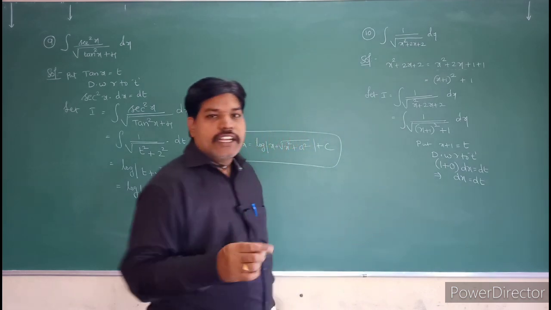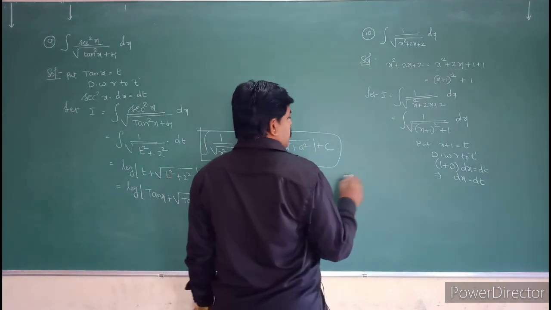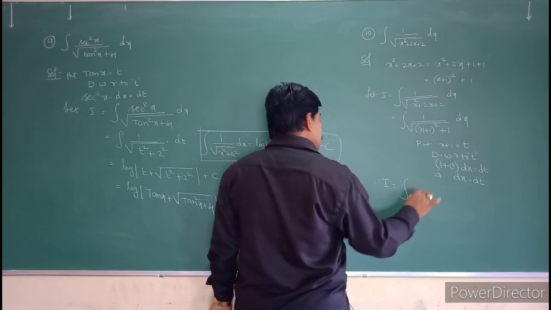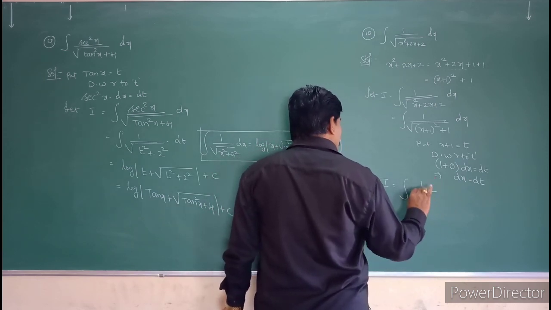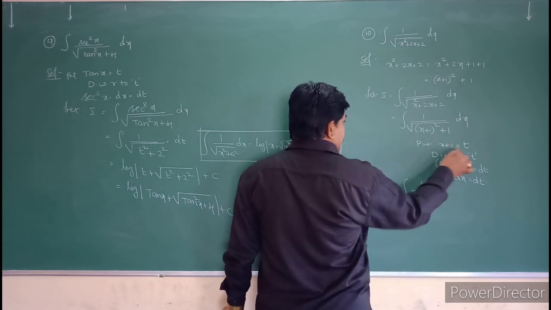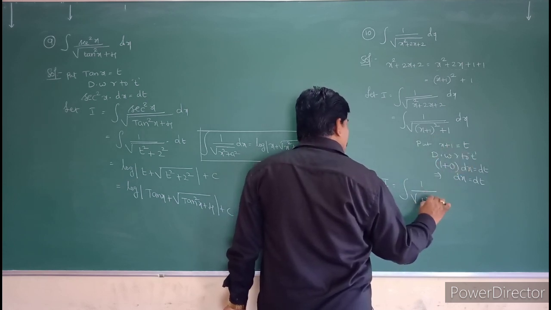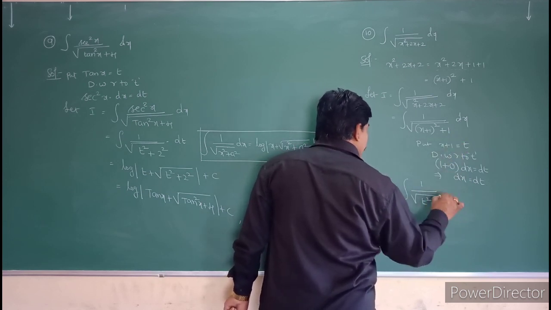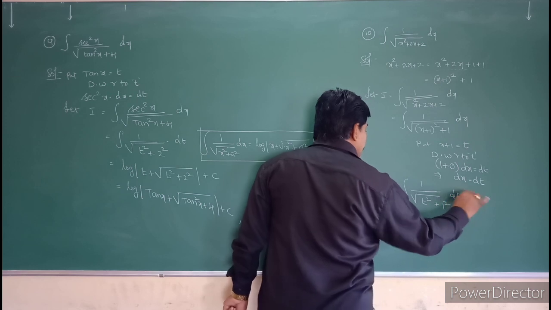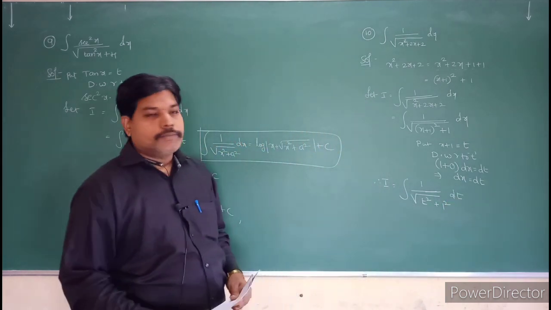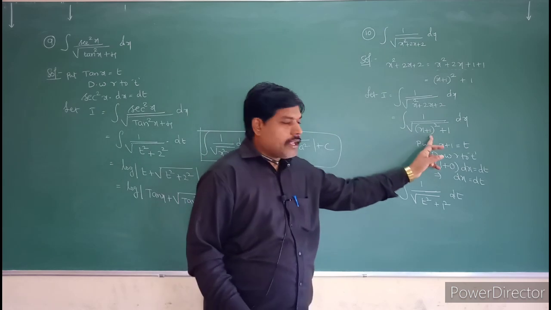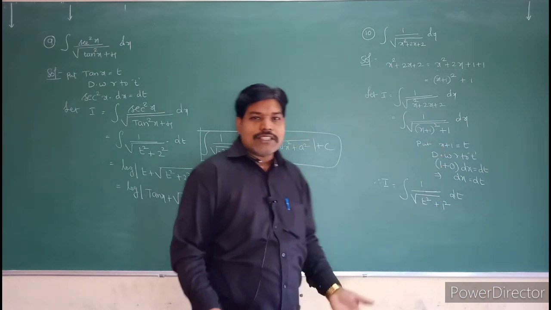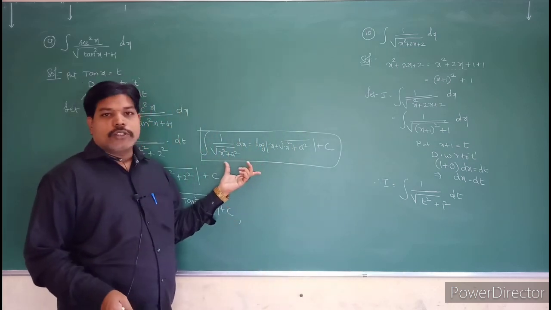So I am changing the independent variable. Therefore I is equal to integral 1 by root of x plus 1, and x plus 1 is t, so it will become t square plus 1 square into dt. See that? What is this formula? The same formula, write it down once again.